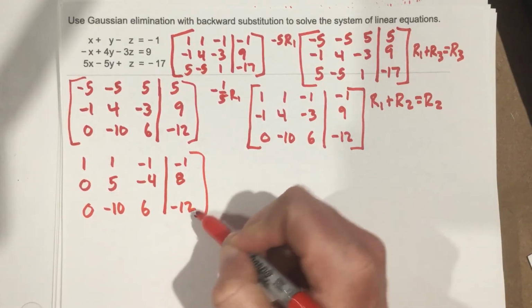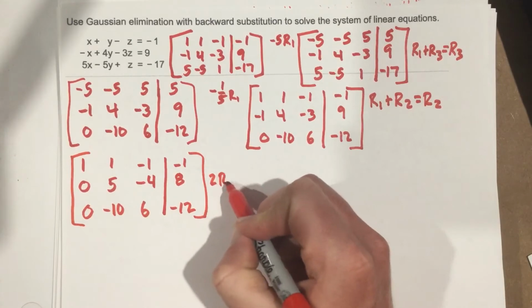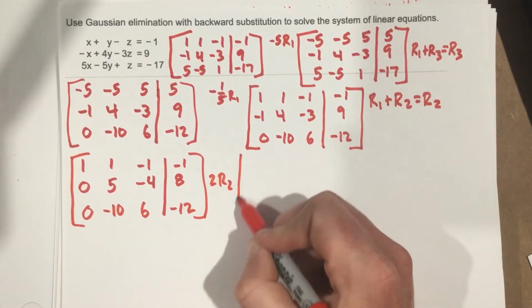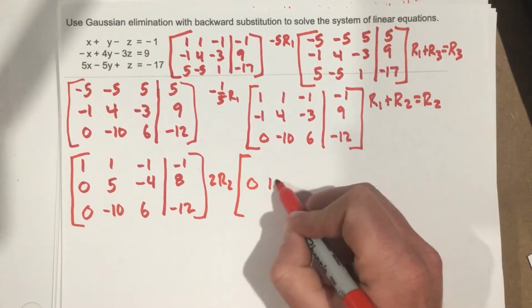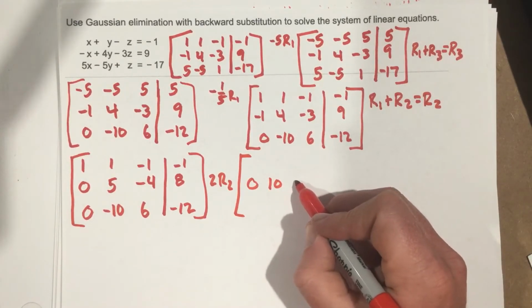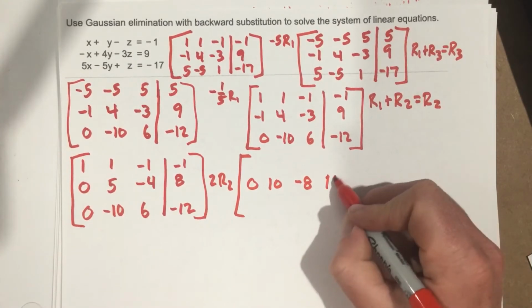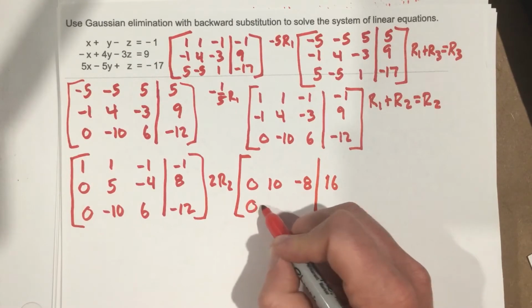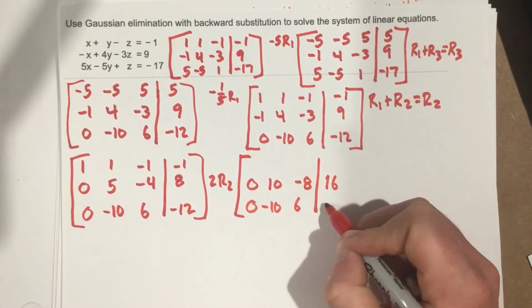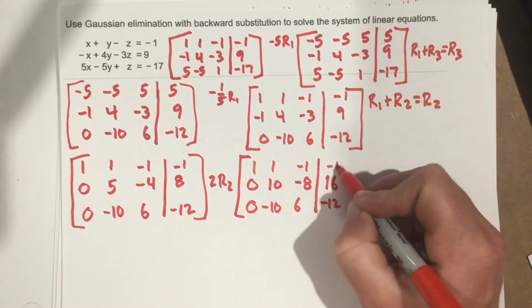So now I need to multiply the middle row by 2. So I'm going to do 2R2. And that's going to give you 0, 10, negative 8, and 16. We have 0, negative 10, 6, negative 12, and 1, 1, negative 1, negative 1.